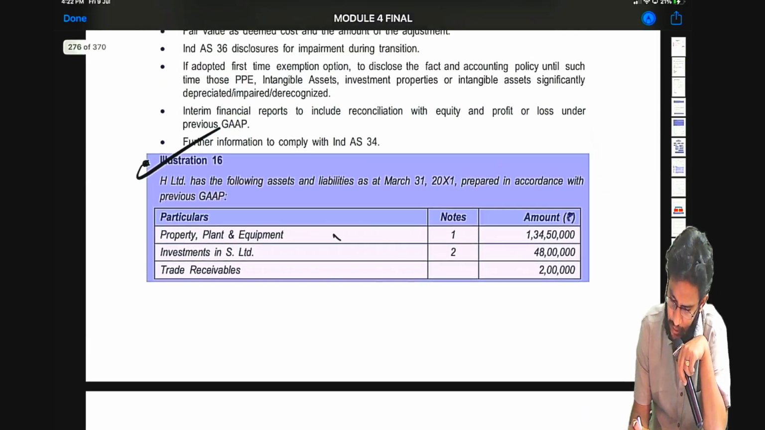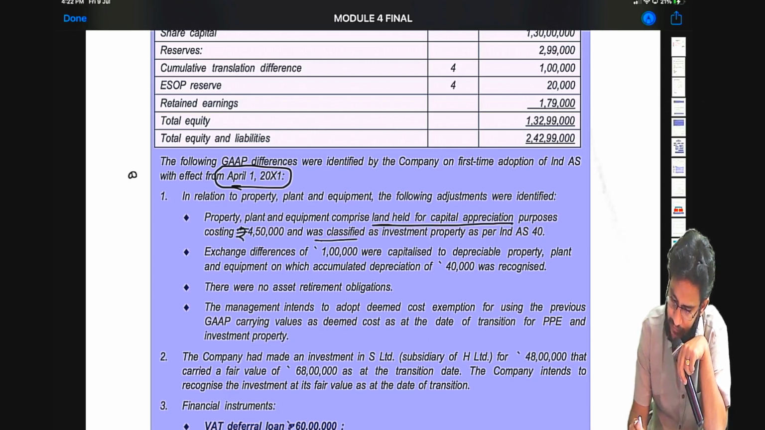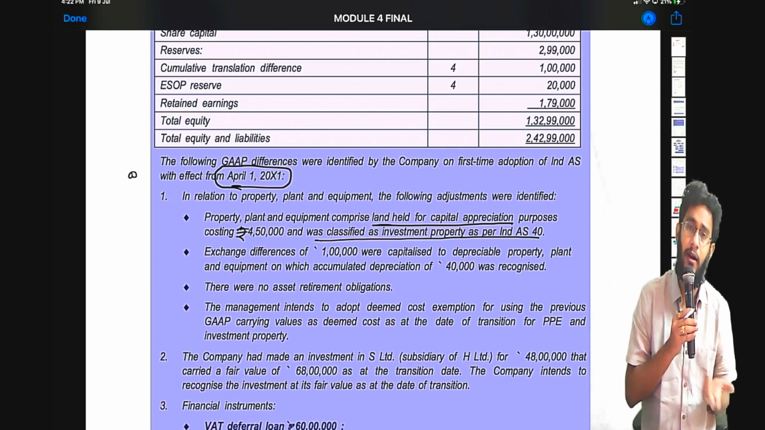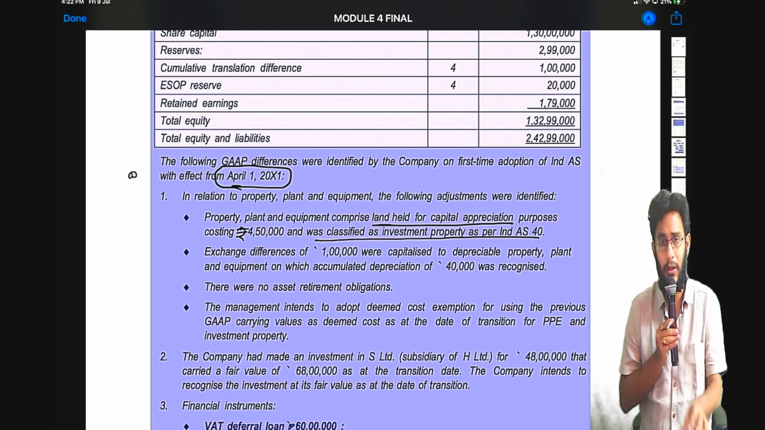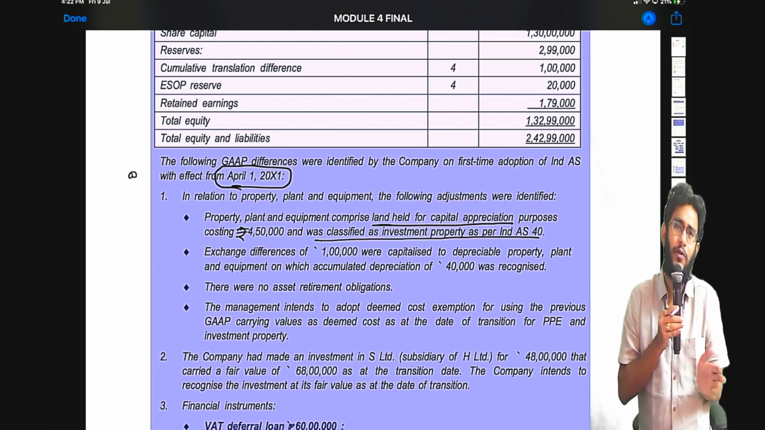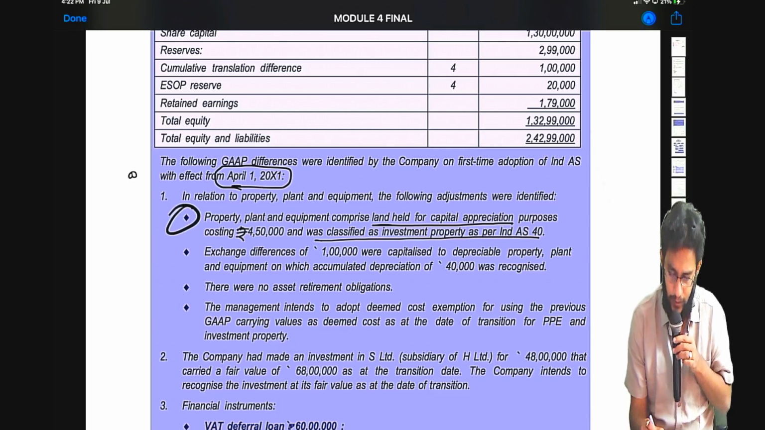Note point 1, sir, he is talking about PPE. PPE amount is this. Now read the note point 1. In relation to PPE, the following adjustments were identified. PPE comprises land held for capital appreciation purposes costing rupees 4,50,000 and was classified as investment property as per Ind AS 40. Obviously, land held for capital appreciation is an IP. It should not be grouped under the heading of PPE. So, in your 134,50,000 total amount, 4,50,000 you should remove from there and you should call it separately as an investment property. That is one adjustment. This is a grouping adjustment, easy only.